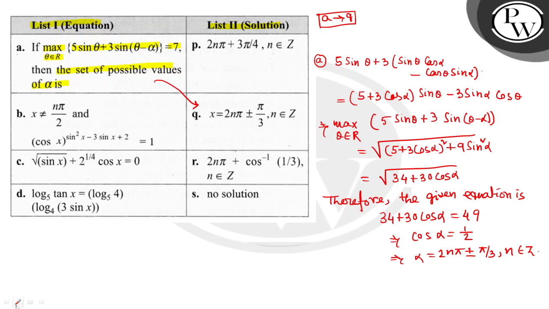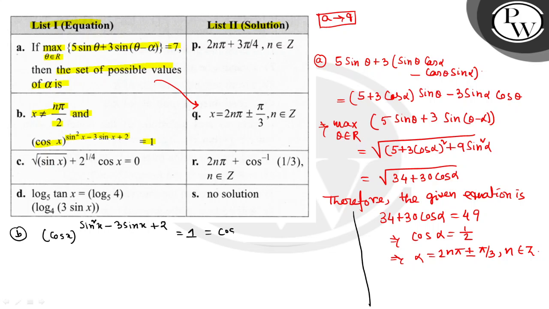So this one is done. Now we move to the next problem. X not equal to n pi by 2 and cos x to the power of sine squared x minus 3 sine x plus 2 is equal to 1. So we have to solve question B here, so that you can check which option is correct for this problem. That is, cos x to the power of sine squared x minus 3 sine x plus 2 is equal to 1.